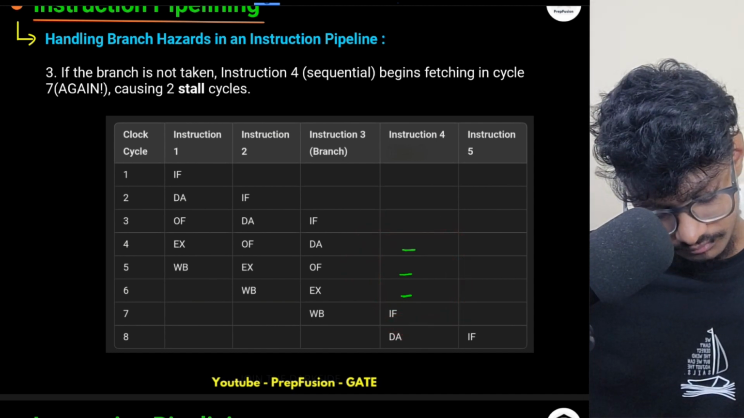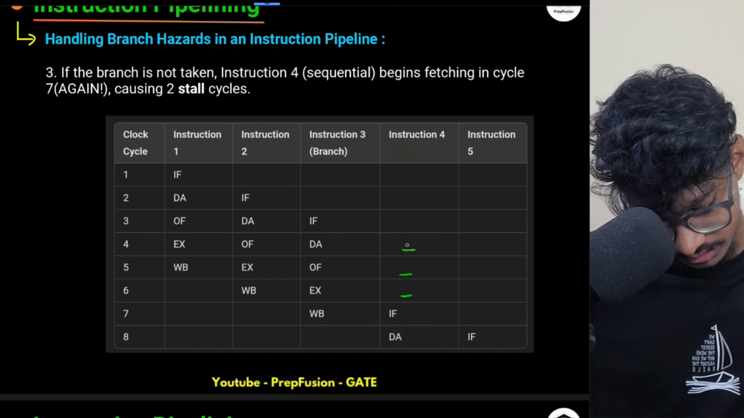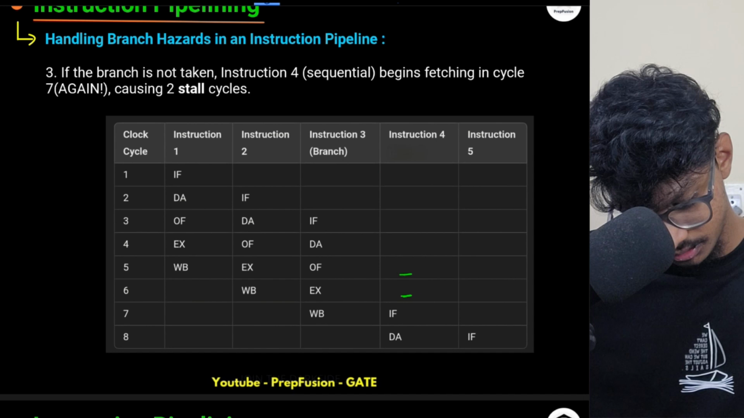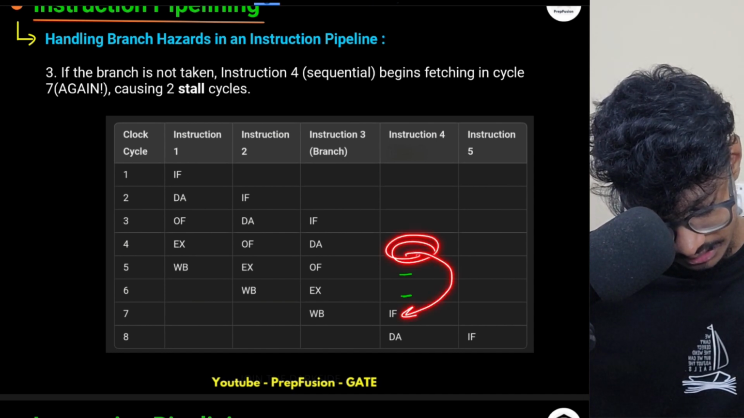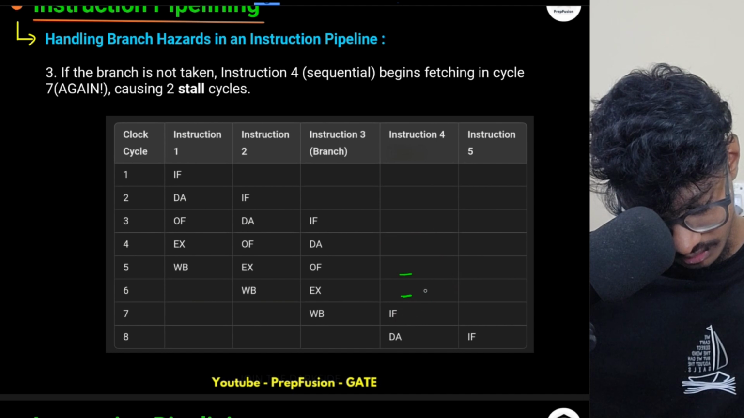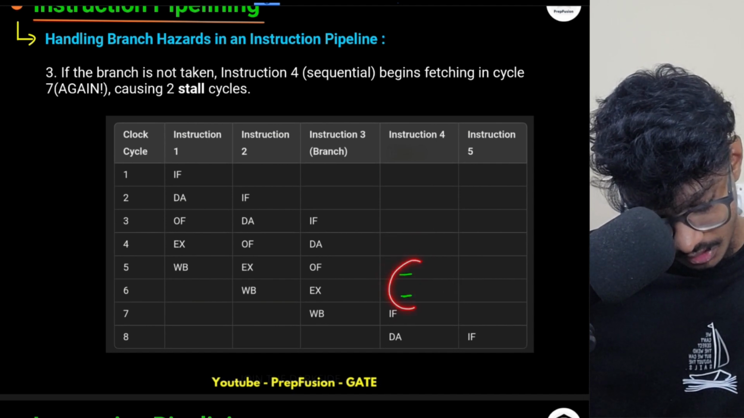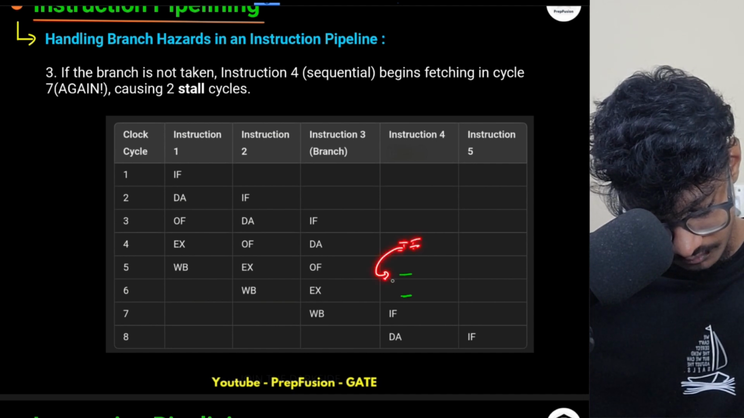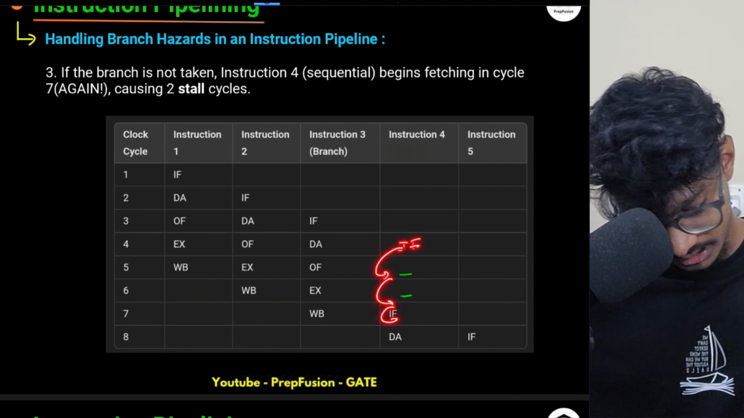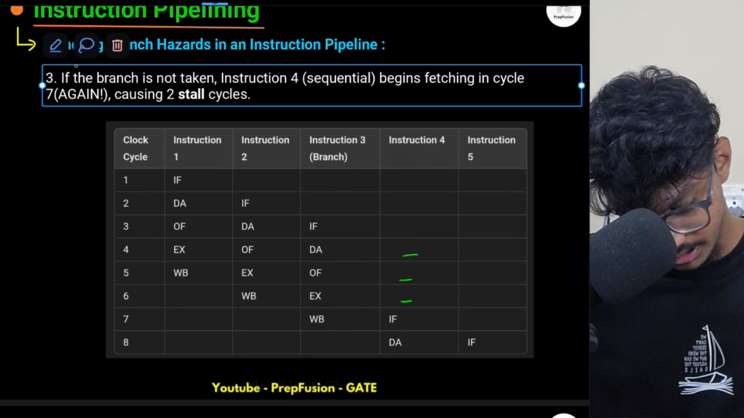Because my instruction fetch was supposed to be here, but currently it is here. So how many stall cycles did I have to give? Sorry, 1, 2, 3 stall cycles. This also will be stalled, right? So in total I will give 3 stall cycles.